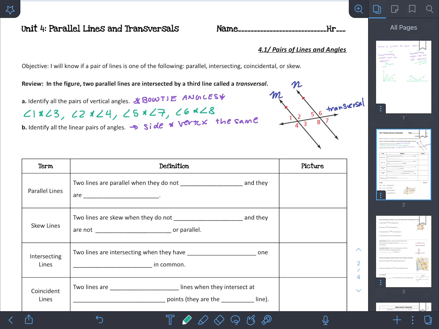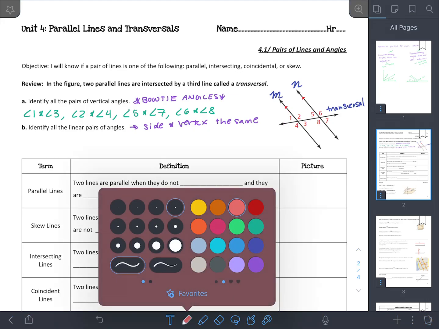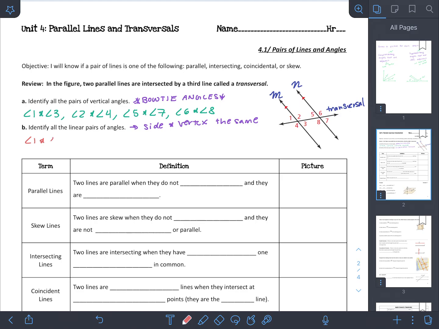Now the linear pairs are a little bit trickier because linear pairs are any angles that share a vertex and a side. Okay, they're always actually supplementary as well. So we could do angle 1 and 4, but you could also do angle 1 and angle 2, and then you can kind of work your way around. So 1 and 4, 1 and 2. Then I can do angle 2 and angle 3, and angle 3 and angle 4. So lots of different linear pairs, even just on that first intersection.